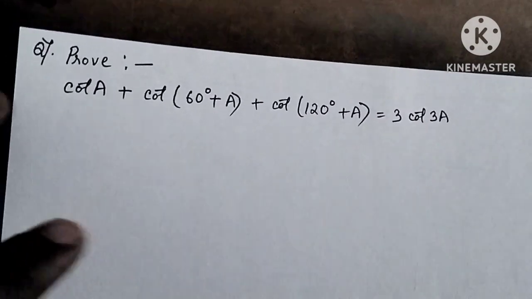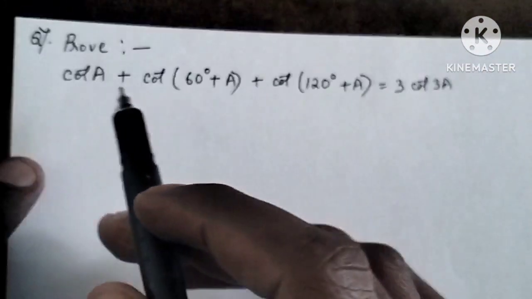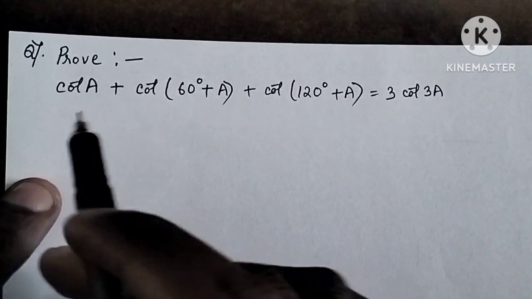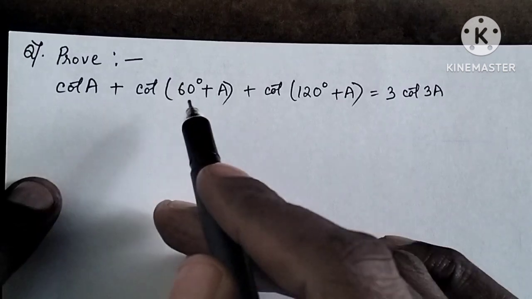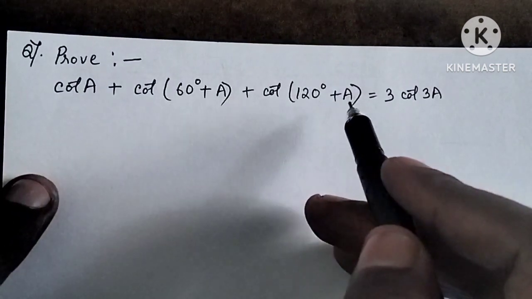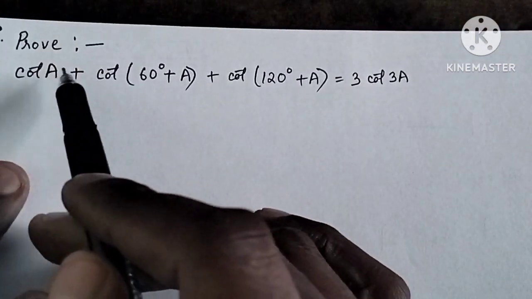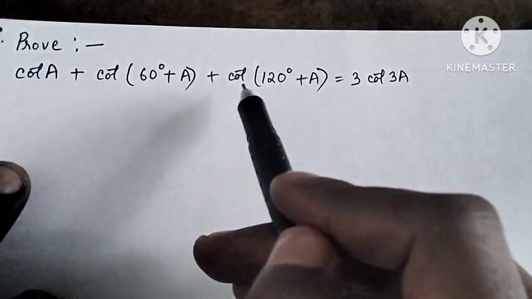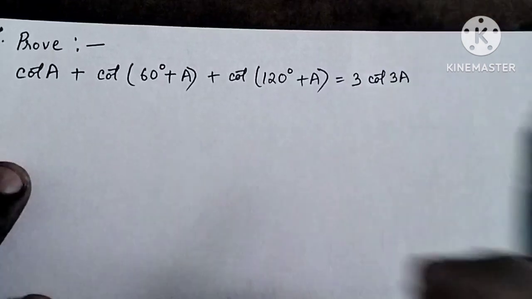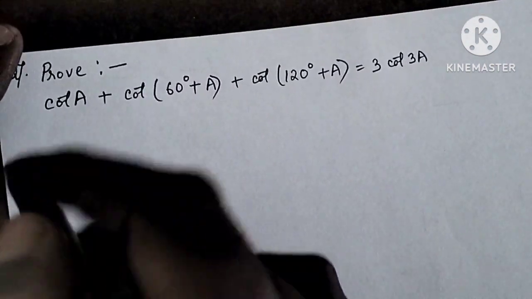In this video I have brought this sum for you all. So look at the sum very carefully. We have to prove that cot A plus cot (60 degree plus A) plus cot (120 degree plus A) is equal to 3 cot 3A, right? So I am starting the solution.